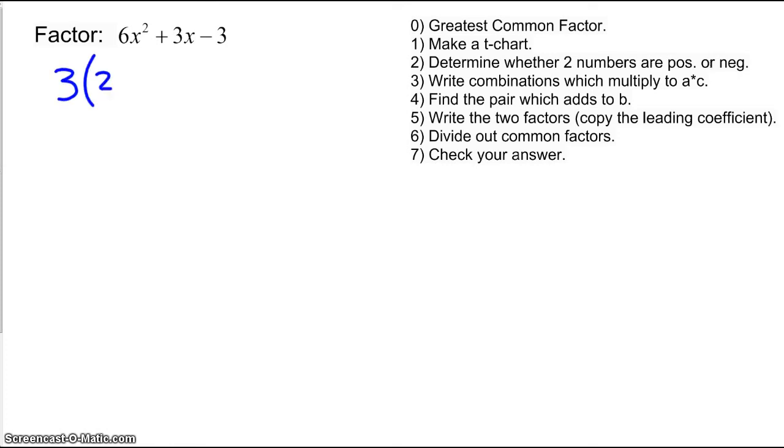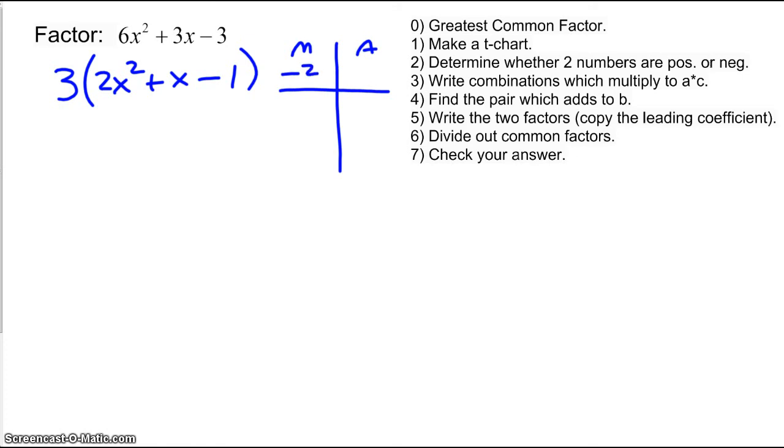Then I would be left with 2x squared plus x minus 1, right? If I factored out that greatest common factor of a 3. So that helped me a little bit. It made the trinomial a little smaller numbers, but I'm still going to have to do this kind of factoring with copying the 2x eventually. So now I would have 2 times negative 1, which is negative 2, that the two numbers multiply to, and they add to that middle term coefficient, which is 1.